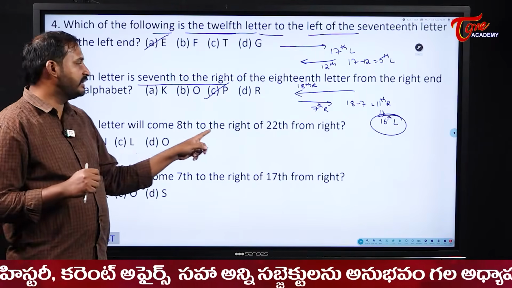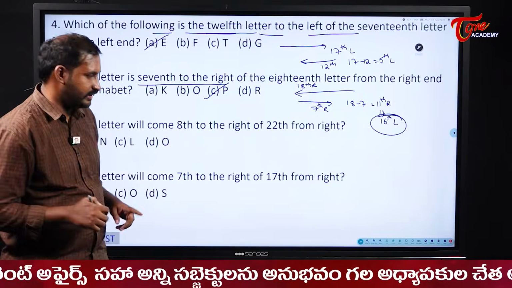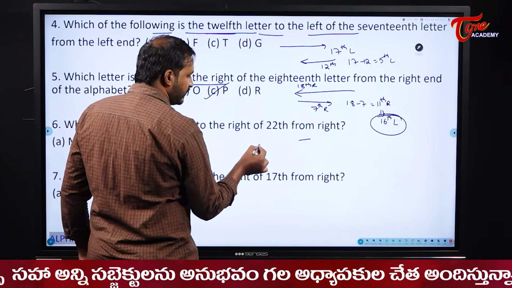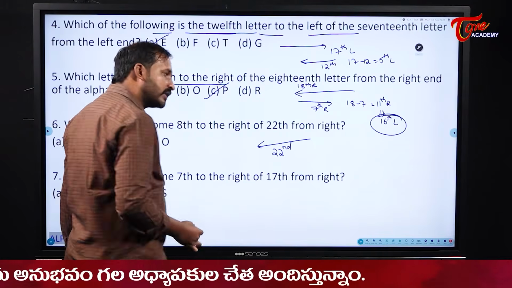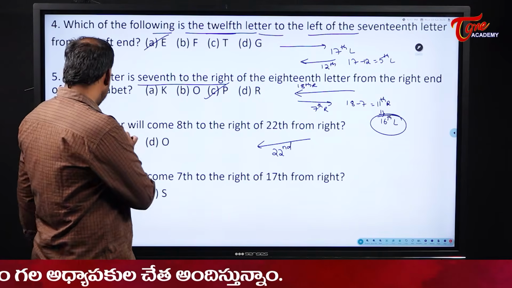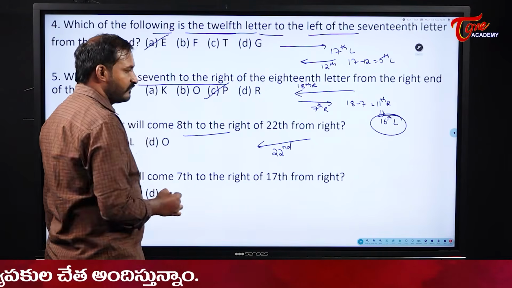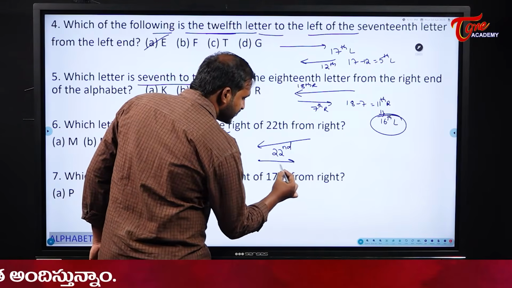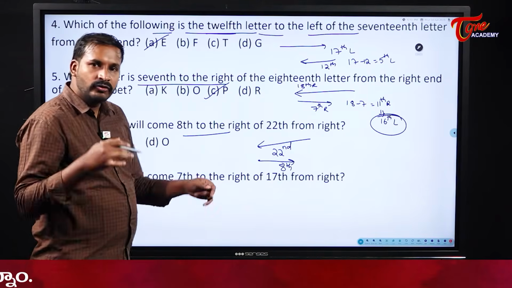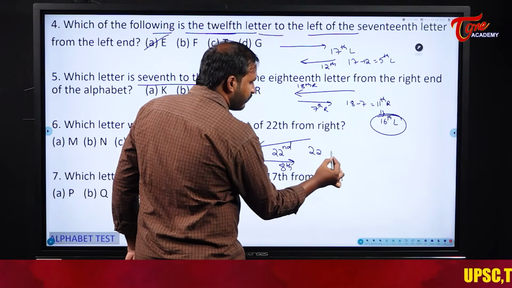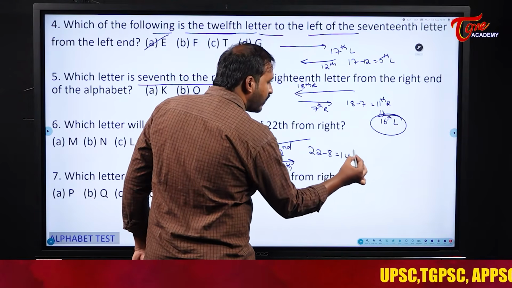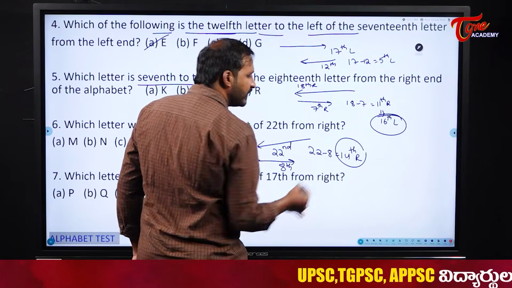Which letter will come 8th to the left of 22nd from right? Okay, 22nd from right. This is 22nd from right. And they are asking us 8th to the right of. That means you will move once again in this direction. Two are in opposite directions. So 22nd minus 8. What it becomes? 14th from what? Right side. 14th from right, I don't know.